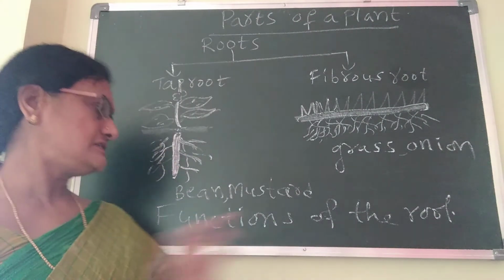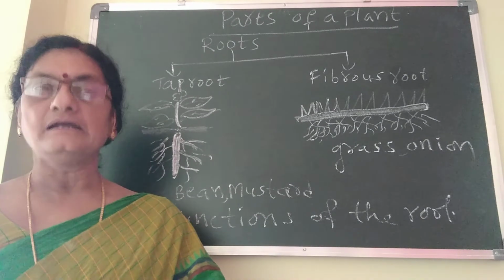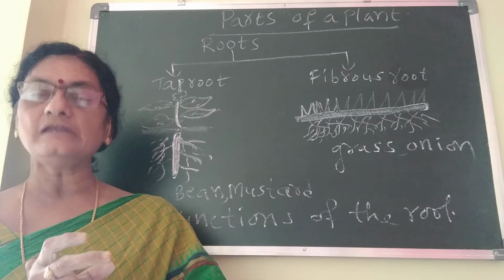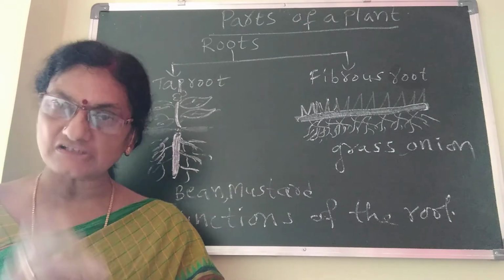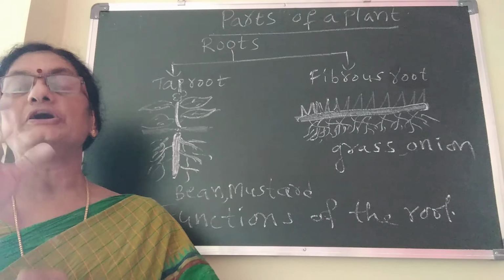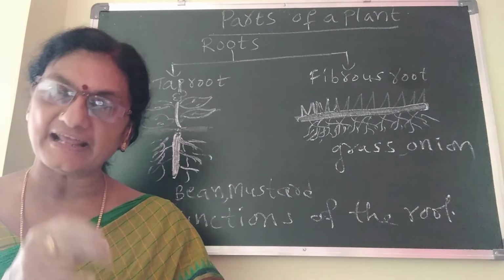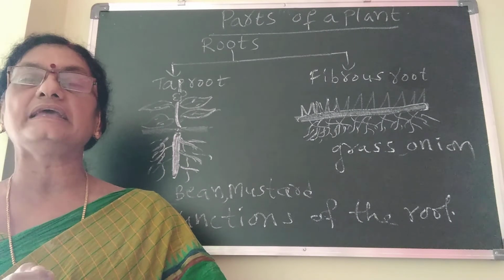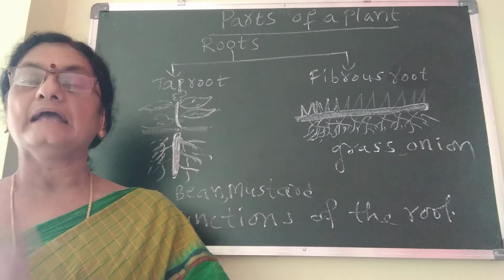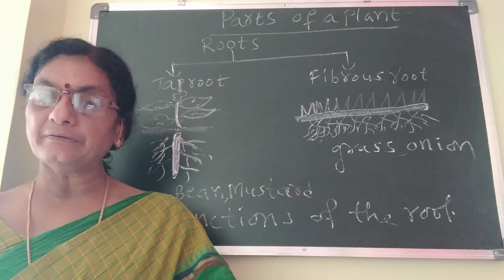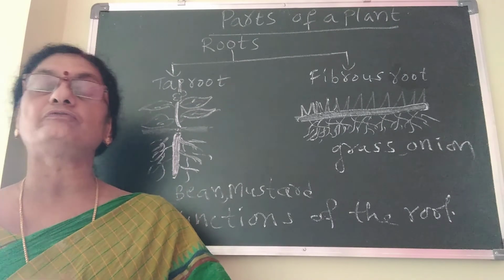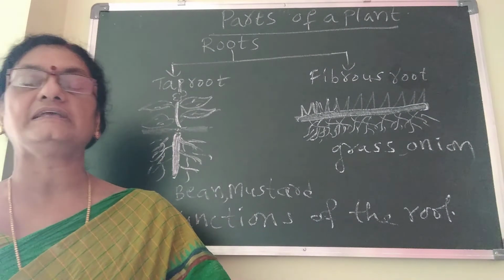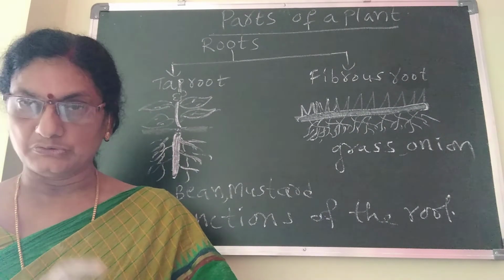Understand, children? Functions of the root. Roots help fix the plant in the soil. Roots absorb water and minerals from the soil. And some edible roots are there. What are those? Carrot, radish, turnip, beetroot, these all store their food in the roots only. These roots we are eating, that's why they are called the edible roots.